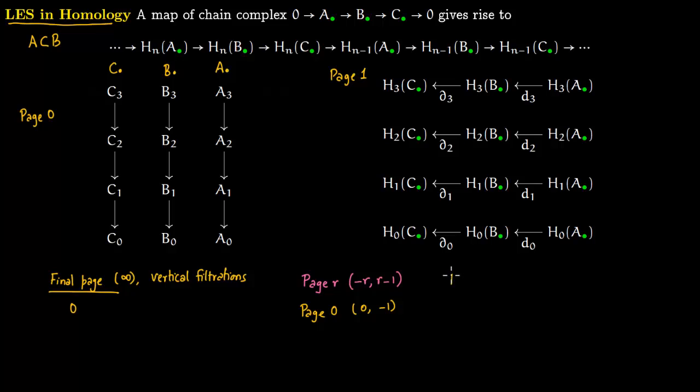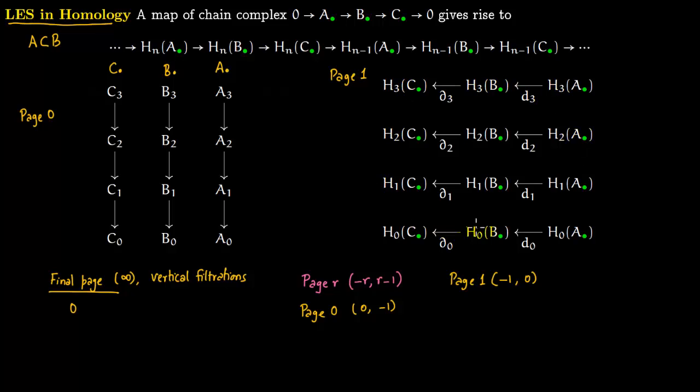So we are on page 1. So you put r as 1 right here. So you get minus 1, 0. So you have 1 left, 0 down. And that's why the arrows are going 1 left. So you put this arrow as partial 3 and this is d3. This is partial 2, d2. So this is our page 1.